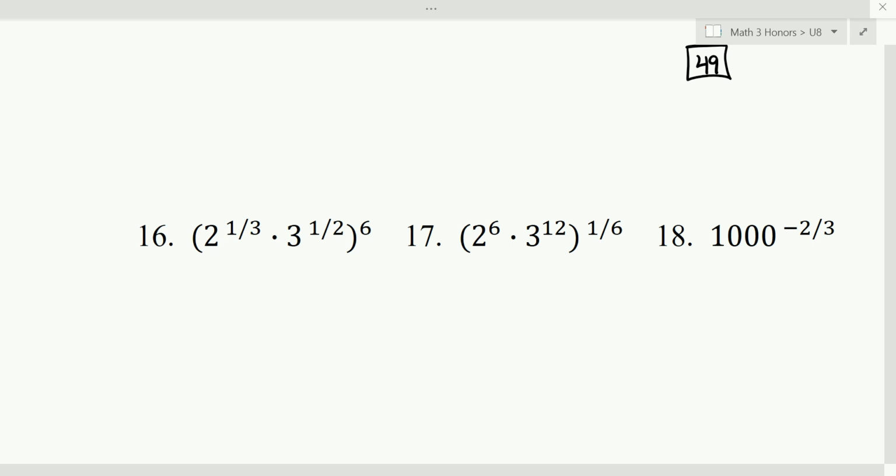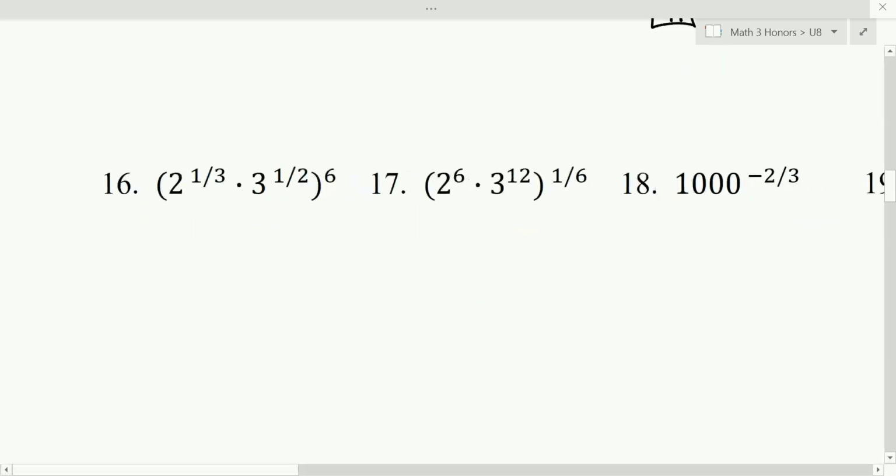What's that? We could get a common denominator, that's an option, which would put things into the same root. So I will follow, because that would work, and then I'm going to do the separate way. So there's two ways to do this. So one is to get a common denominator. What would be a common denominator? 6. So we can rewrite this as 2 to the 2/6 times 3 to the 3/6, raised to the 6th power.